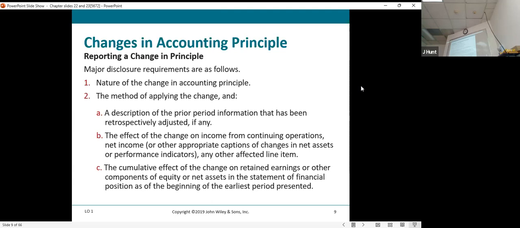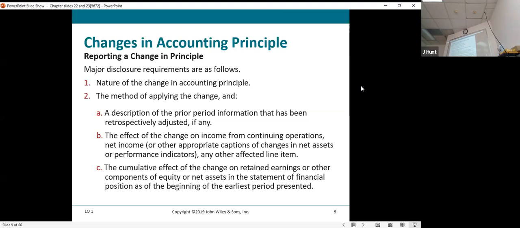So when we have to do this change, our disclosure is very specific. We have to disclose the nature of the change in accounting principles. So normally there's an actual note in the notes of the financial statements that highlights that there was a change in accounting principle. And what you disclose is the description of the prior period information that has been adjusted. So normally you'll see a table and it'll have the number before adjustment. It'll have whatever the adjustment is to bring it to the new method, and then they have to restate the numbers. So they normally have a whole table.